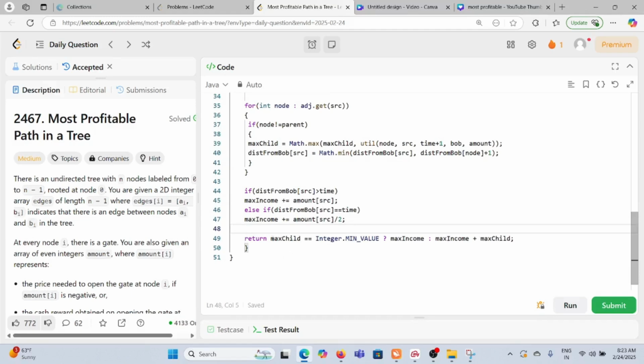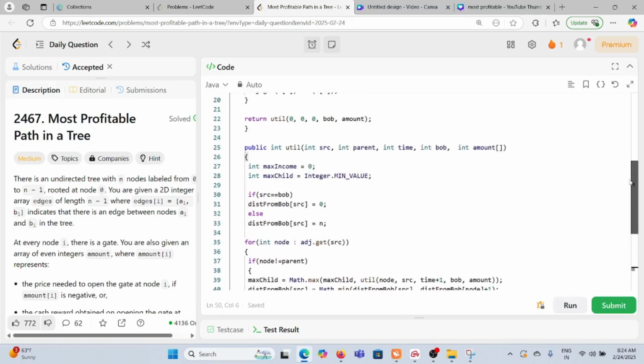Now see here, we are returning this case. So if max child equal to integer dot min value, means if this is a leaf node, in that case whatever income so far we got, we are returning that value. Otherwise, if it is a non-leaf node, we have to return whatever the sum, max income plus max child so far. So now this util function is being used directly in our solution.